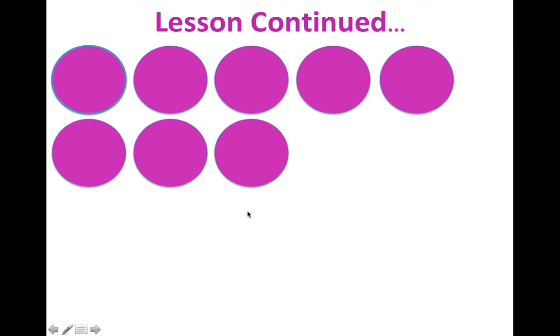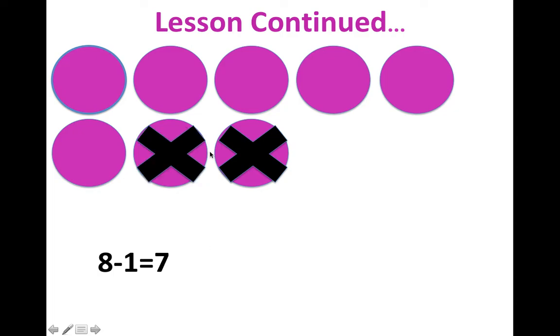Again, we have 8 counters, and I'm going to decide to take 1 away. I have 8, I took 1 away, so the number sentence looks like 8 minus 1. When we find the answer, we use the equal sign. So we will say 8 minus 1 equals 7. Let's do another one together. I started off with 8, and then I crossed off 2. So my number sentence looks like 8 minus 2 equals 6. Again, 8 minus 2 equals 6. I'm sorry, it's not 7. 8 minus 2 equals 6.